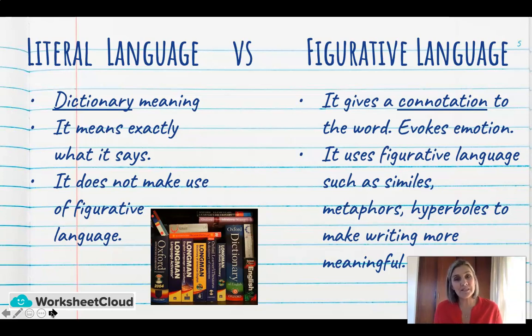And then we've got figurative language, which gives a connotation to a word. So it evokes an emotion. It uses figurative language like our similes, our metaphors, not just those, your powerful vocabulary like synonyms for the word bad, cruel. It uses that to make your writing more meaningful.